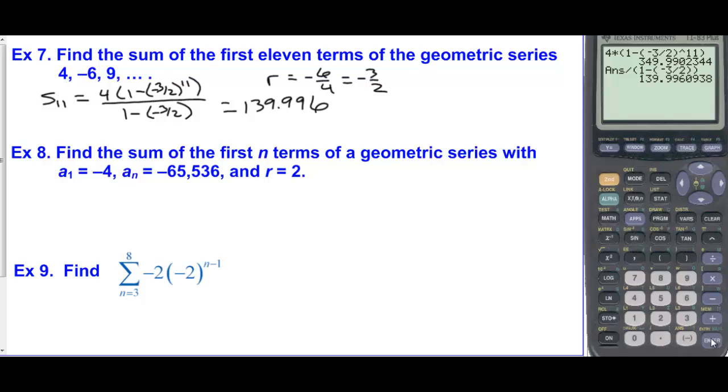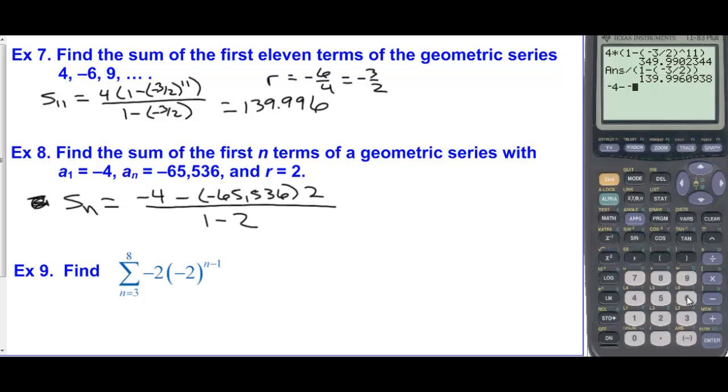Find the sum of the first n terms of a geometric series with a sub 1 equal -4, a sub n is -65,536, and r equals 2. So s sub n is equal to -4 minus -65,536 times 2 all over 1 minus 2. We have -4 minus -65,536 times, not -2, but times 2, and then divide that by -1. We have -131,068.